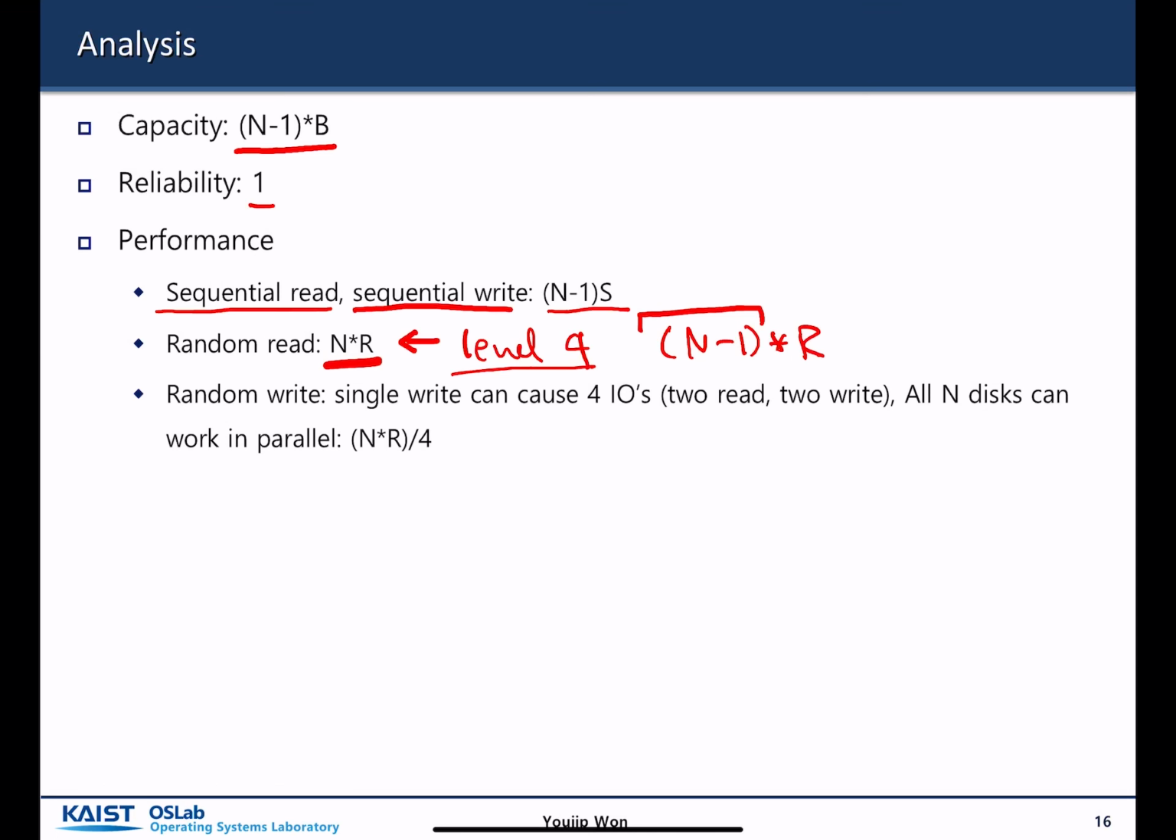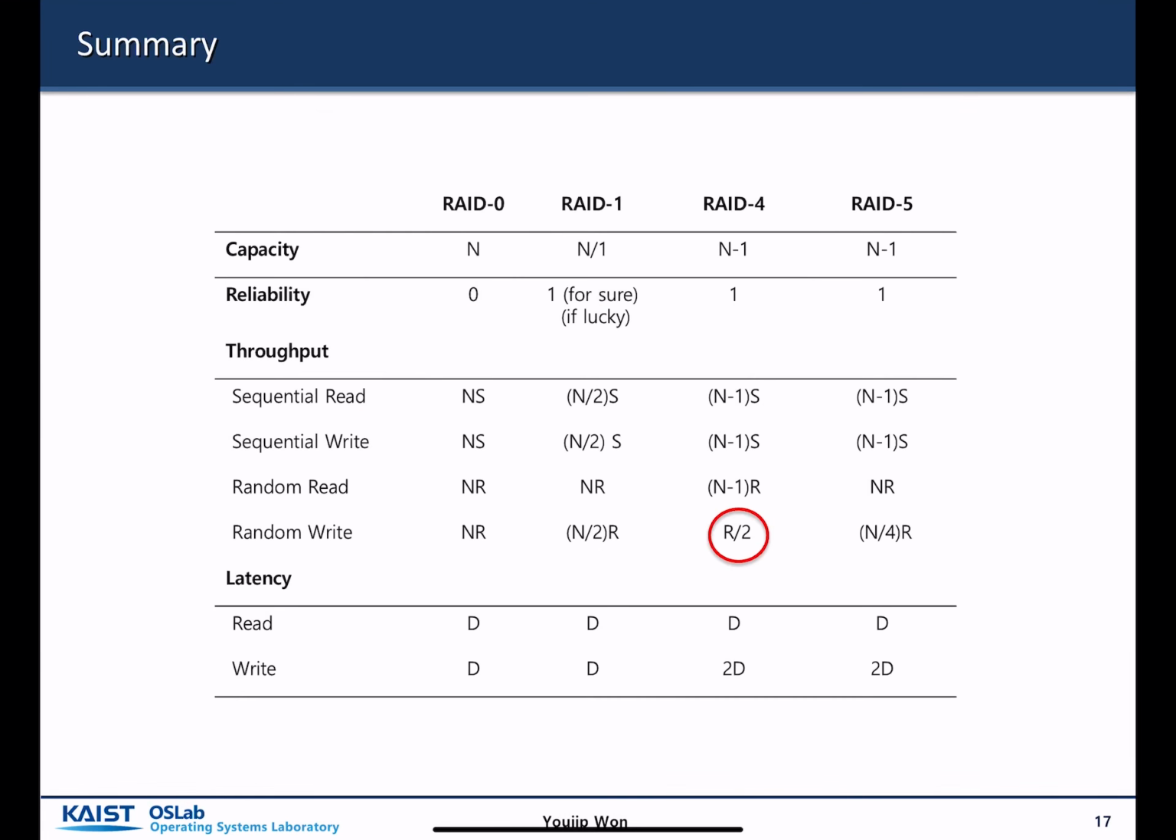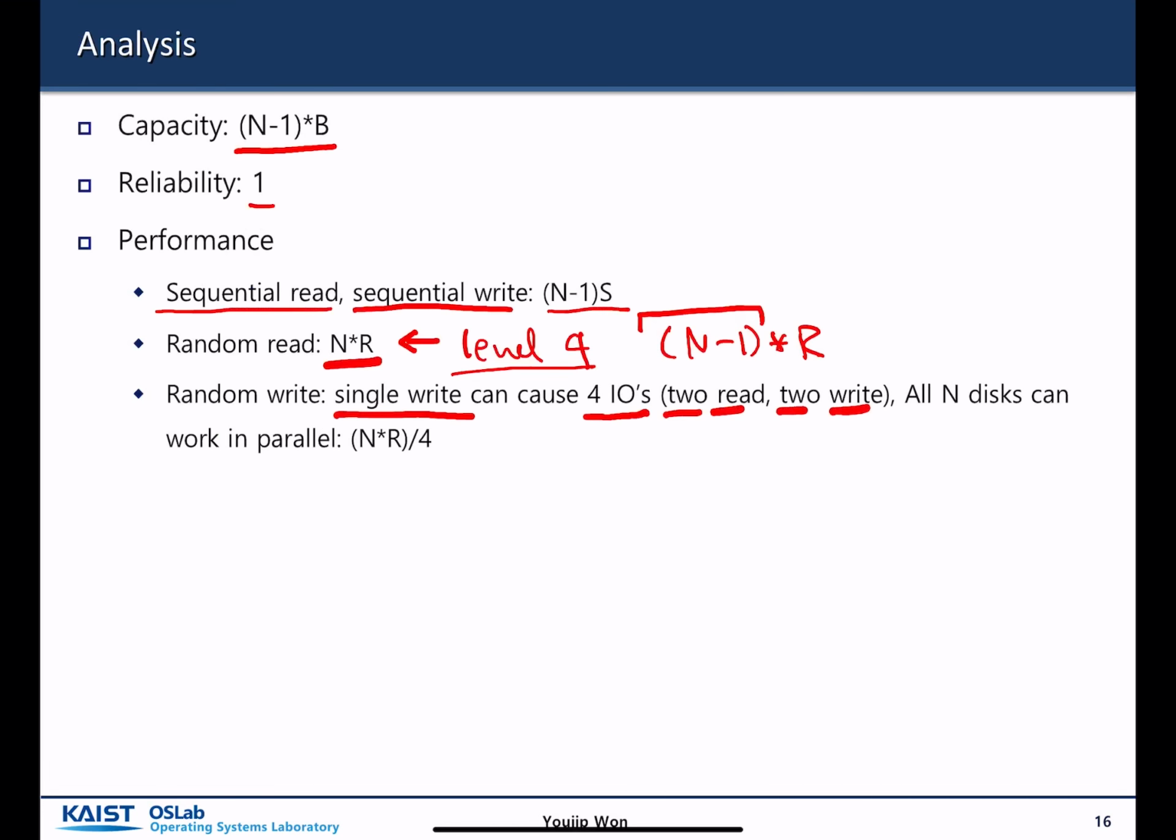Okay, the last one is a very interesting approach. In random write, a single write can cause 4 IOs, to read and to write. So for writing a single block, let me draw a picture here. 1, 2, 3, 4. To update a single block, we have to read this block.